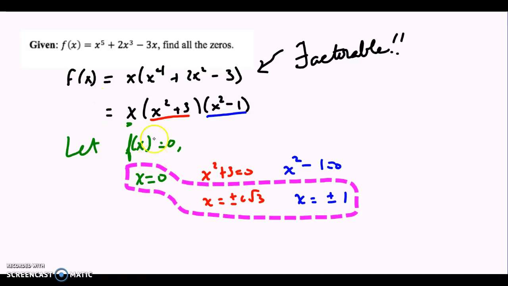Take f of x, set it equals 0. Please don't forget about this little x on the outside. Set that equals 0 for sure. That's x equals 0. Take each of those others, set those equal to 0, and you get plus and minus i root 3. If you have plus and minus the square root of negative 3, that would be fine. And plus and minus 1. Hopefully you didn't have too much of a hard time with that one. That one was not supposed to be a problem that destroyed you.